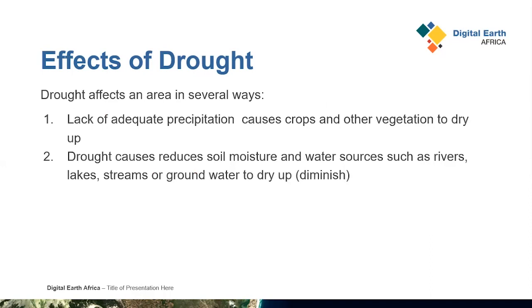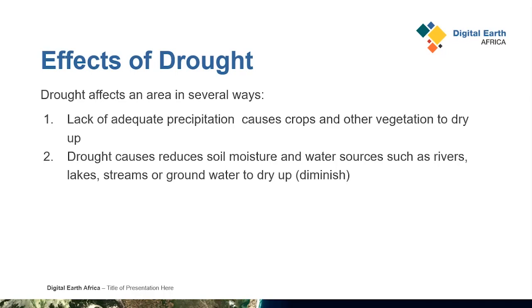Now, the most notable effects of drought that are common to areas is that the lack of precipitation, which is the major issue with drought, causes the crops and other vegetation to dry up, and also causes reduced soil moisture. That's the drying up of water in the soil, and the drying up and diminishing of the water sources in an area. These include lakes, rivers, streams, and groundwater.